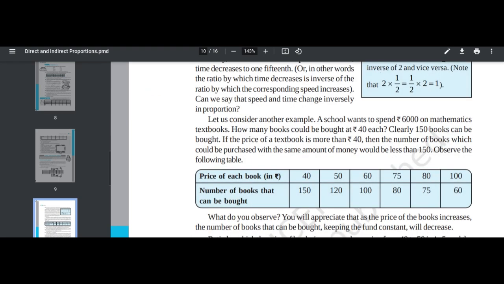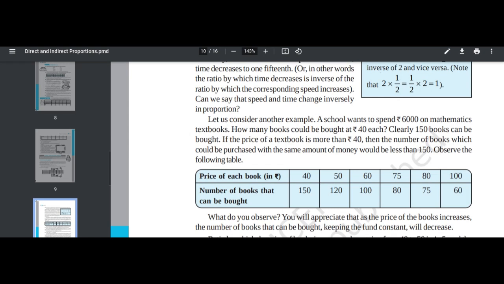Now this is again a table. Let us consider another example. A school wants to spend 6,000 on mathematics textbooks. How many textbooks could be bought at 40 each? Clearly 150 books can be bought. If the price of a textbook is more than 40, then the number of books which could be purchased with the same amount of money would be less than 150. It means that we have to divide 6,000 by 40.